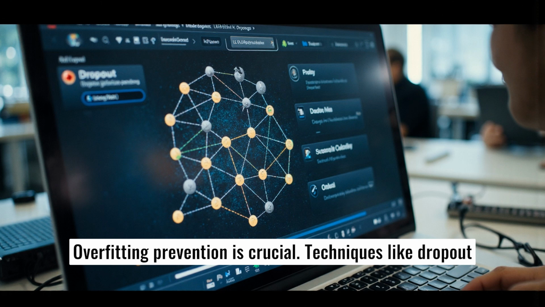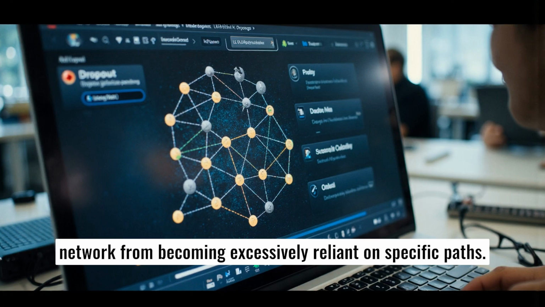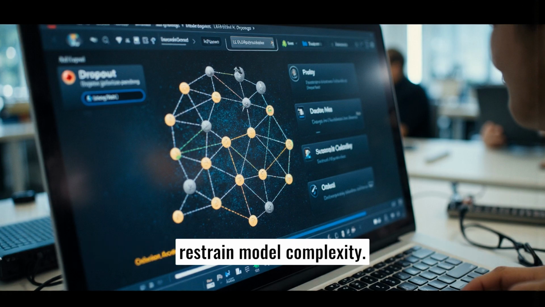Overfitting prevention is crucial. Techniques like dropout randomly deactivate neurons during training, preventing the network from becoming excessively reliant on specific paths. Regularization methods, such as L1 and L2 penalties, further restrain model complexity.